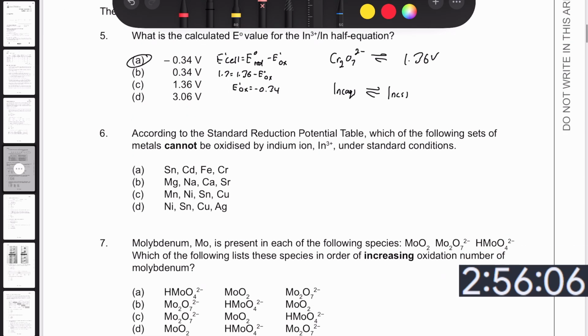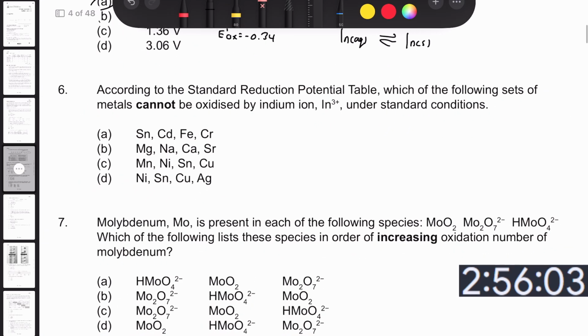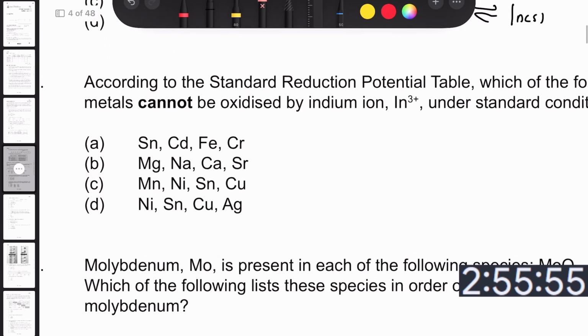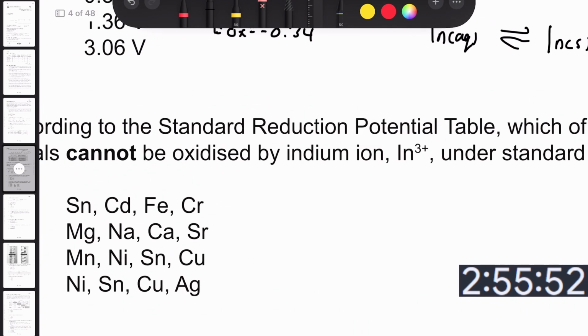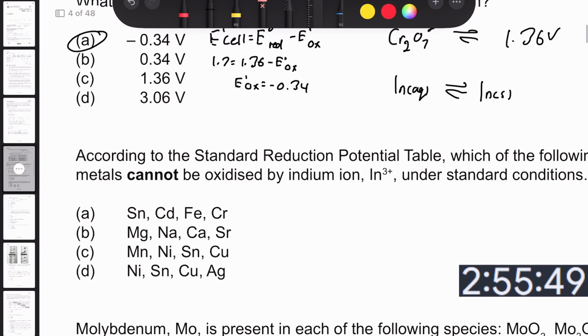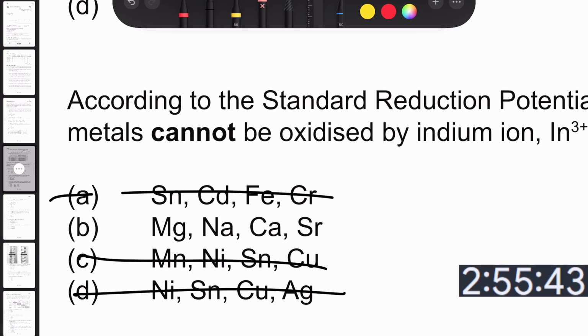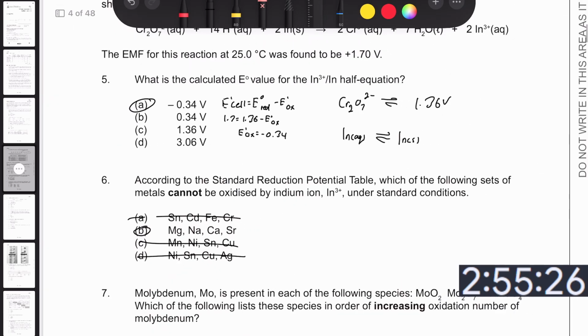According to the standard reduction potential, which of the following sets of metals cannot be oxidized by indium metal under standard conditions? So if they're going to be oxidized, they need to have an E0 lower than 0.34. So let's see, where's Sn? Sn cannot, so it must be B. Let me check. Mg has negative 2.36. Na is negative 2.71. Ca is negative 2.87, and Sr is negative 2.9. Yeah, because Sn is in all of them except for B, so it should be B.